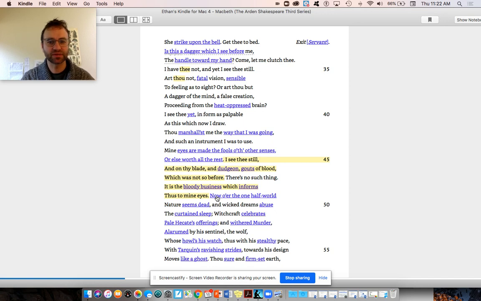And so now he says something really amazing, because remember how dark it is. He says, "Now o'er the one half-world nature seems dead, and wicked dreams abuse the curtained sleep. Witchcraft celebrates pale Hecate's offerings, and withered murder, alarumed by his sentinel, the wolf, whose howl's his watch, thus with his stealthy pace, with Tarquin's ravishing strides, towards his design moves like a ghost." Whoa. So he's having this hallucination and it's kind of getting him going. And then he has this really long sentence about how everything seems really evil.